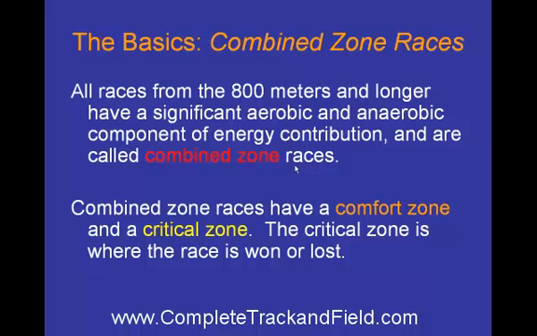Also, combined zone races, using both the aerobic and anaerobic side, have two zones within their race called a comfort zone and a critical zone. Now, the comfort zone is kind of going to get you to the end of the race where the critical zone begins. The critical zone varies from race to race and situation to situation, but generally I think we know that the critical zone, where the race is won or lost, is the last 20% of the race or something like that. But what you have to do as a coach is get that athlete prepared for the critical zone by making the comfort zone as easy on their body as possible.